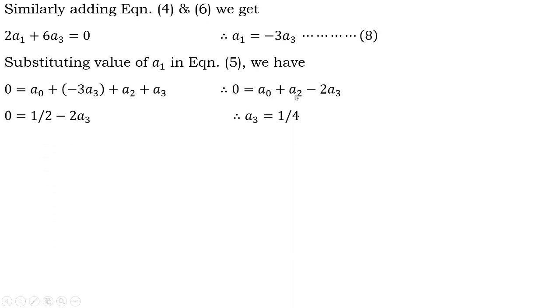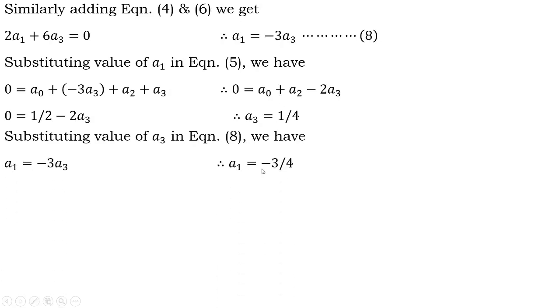But I know the value of a0 plus a2 is 1 by 2. That is my equation number 7 in the previous slide. Therefore let us substitute the value of a0 plus a2, that is 1 by 2, so that is 1 by 2 and this minus 2a3 as it is. Then after simplification I'll get the value of a3, that is 1 by 4. This is the first constant I am getting. Then next I need to substitute this value of a3 in equation number 8 here, and I substitute a3 as 1 by 4, so it will become minus 3 by 4. Therefore my value of a1 is minus 3 by 4.